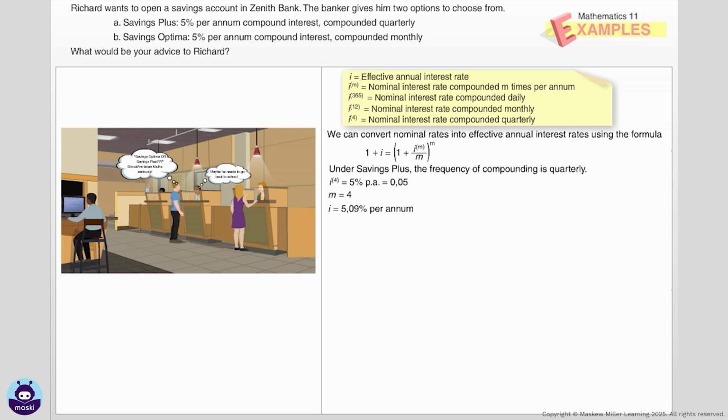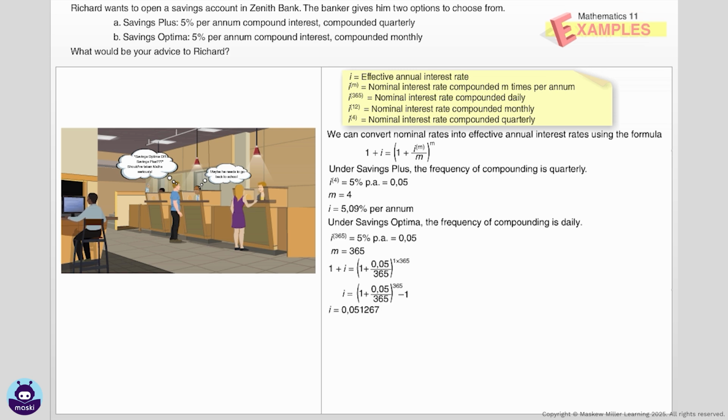Let us calculate I under Savings Optima option. Under Savings Optima, the frequency of compounding is daily. I365 equals 5% per annum compounded daily equals 0,05 per annum compounded daily. M equals 365. Substituting the values of I and M in the formula, we can calculate the effective annual interest rate I. I equals 5,13% per annum compounded annually. Therefore, the effective annual interest rate offered by the bank under Savings Optima option is 5,13% per annum.